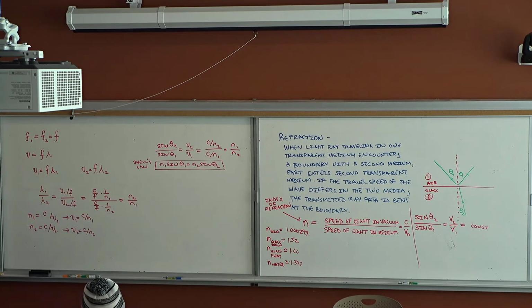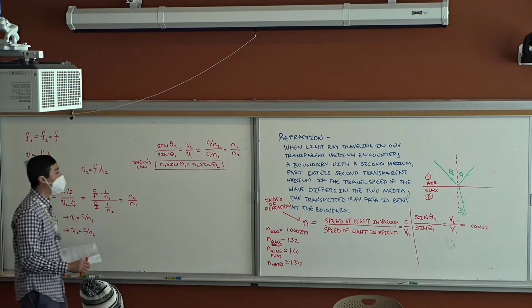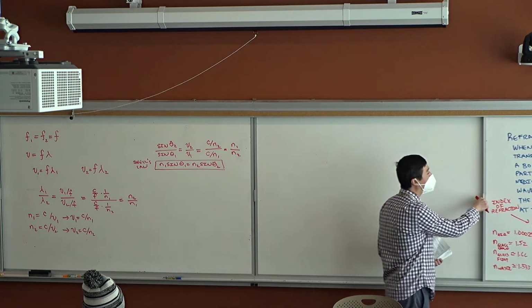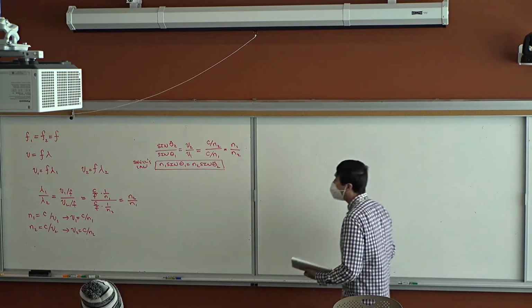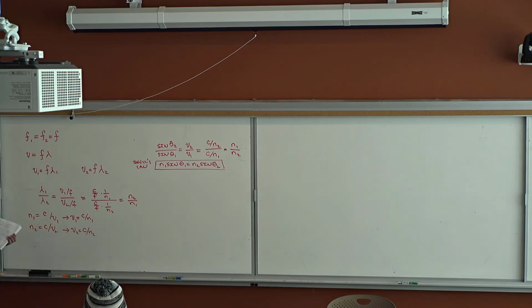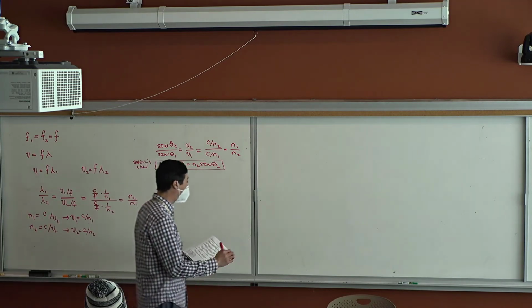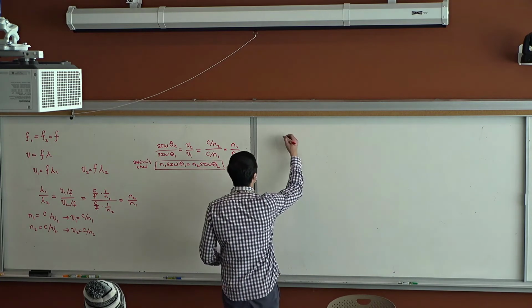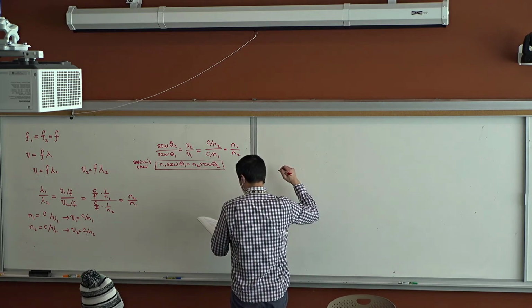So, I wanted to go through some interference stuff, and specifically Young's double slit experiment. So we talked about this a little last time, I think.